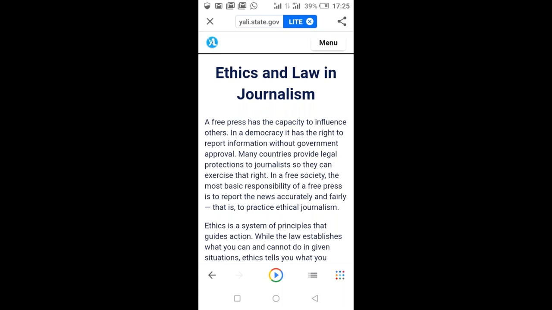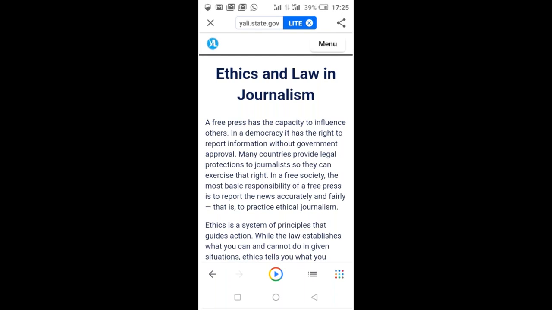So many countries provide legal protection to journalists so they can exercise that right. So in a free society, the most basic responsibility of a free press is to report news accurately. Listen to it again. In a free society, the most basic responsibility of a press is to report the news accurately and fairly. That is, to practice what we call ethical journalism. Ethics is a system of principles that guides action. We're talking about the difference between ethics and law. Ethics is a system of principles that guides action, while the law establishes what you can and cannot do in a given situation.